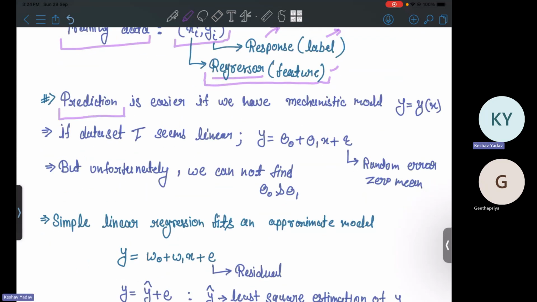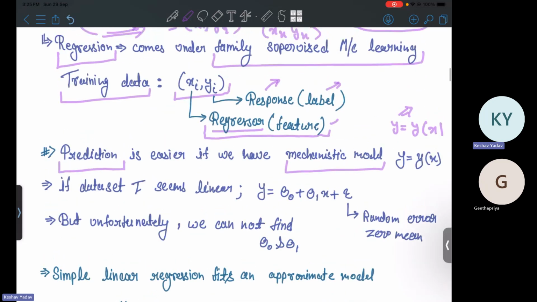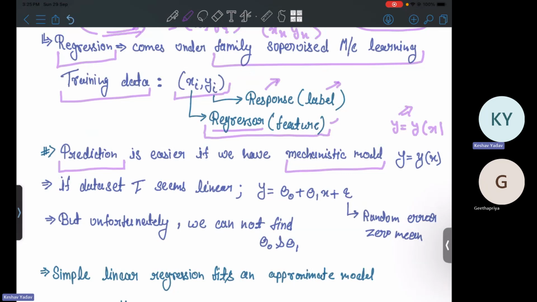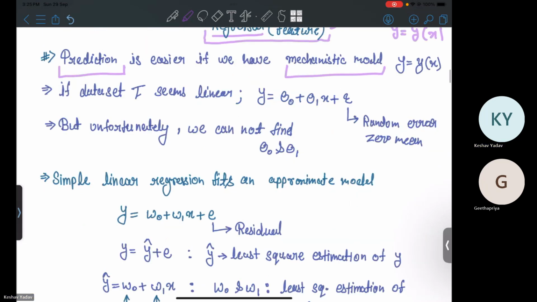So we know the prediction will be much easier if we have a mechanistic model. Suppose we have some y, which is a function of only x. If we have a model like this, we do not need the points xi, yi. We directly put y star equal to y of x star. So we'll put the x star value here and calculate the y star. But if this is not the case, then we will go for the regression.